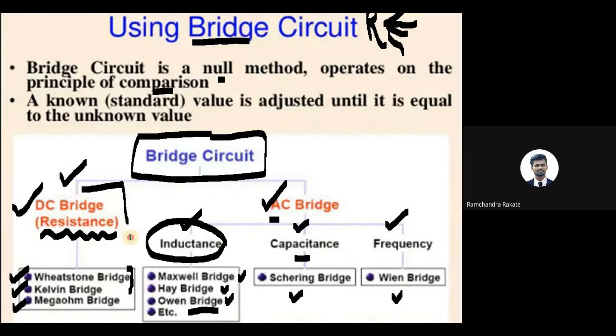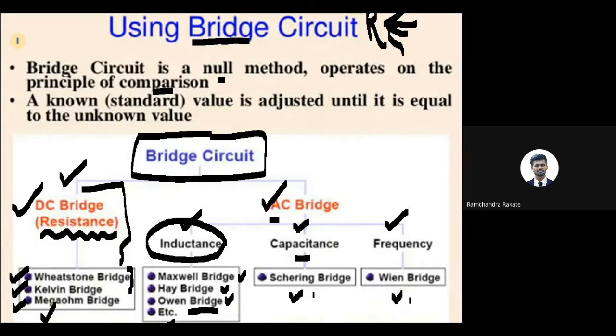So what are we up to? We are up to the different methods for resistance measurement. All these methods are for resistance, these are for inductance, these for capacitance, and this is for frequency. Among these we will look at which method is more accurate for measuring resistance. Then we will look at what devices are used for measuring resistance.